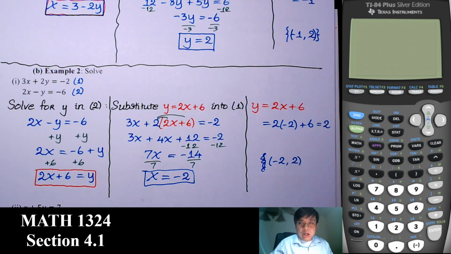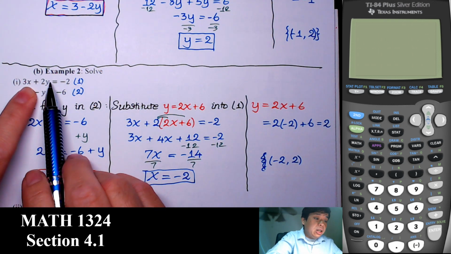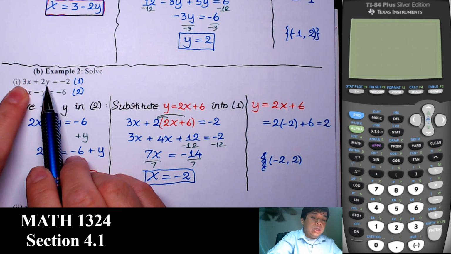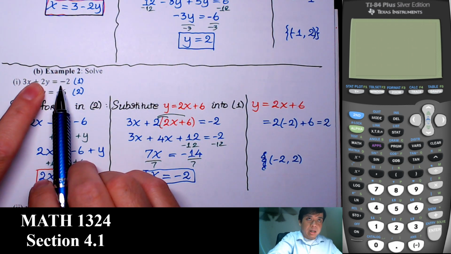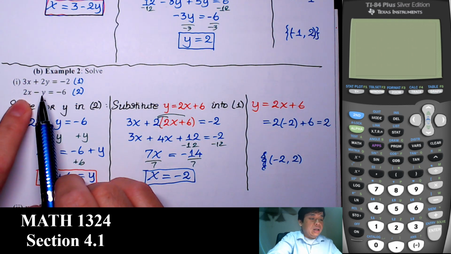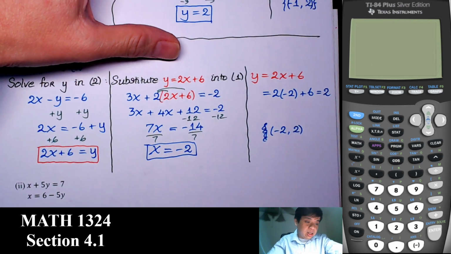Of course, we should check our answer too if we want. Put -2 in here and put 2 in here. 3 times -2 is -6. 2 times 2 is 4. -6 and 4 is -2. So that's good. Now -2 and 2 in here. 2 times -2 is -4. -4 and -2 is -6. So that's good. So we need to check the answer like that as well.